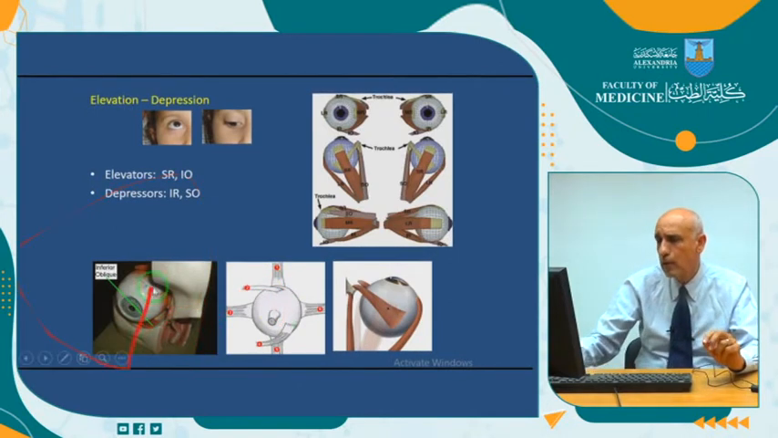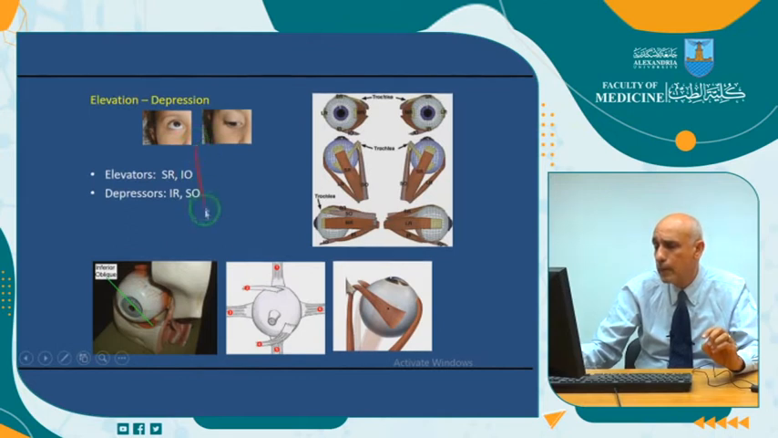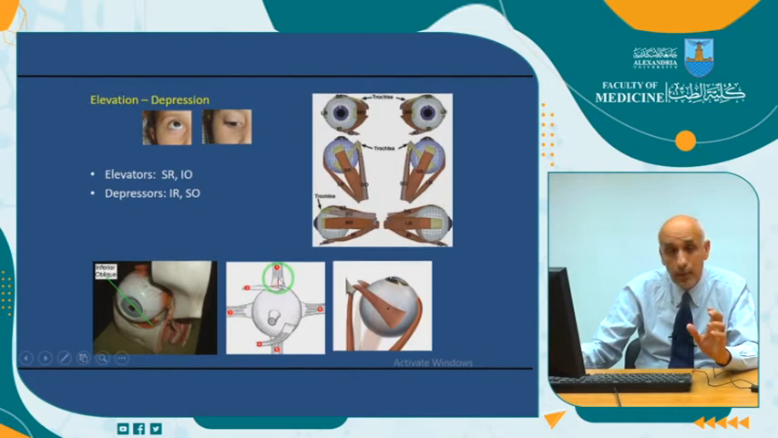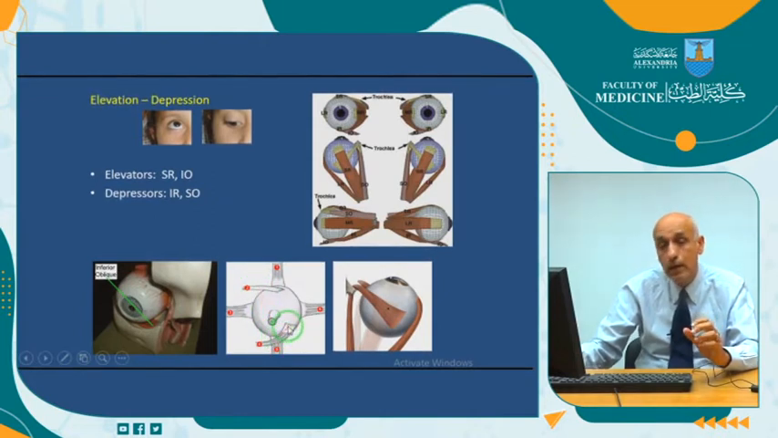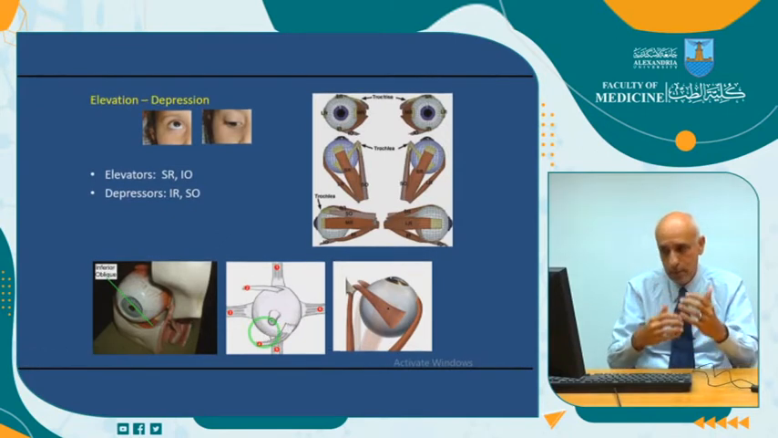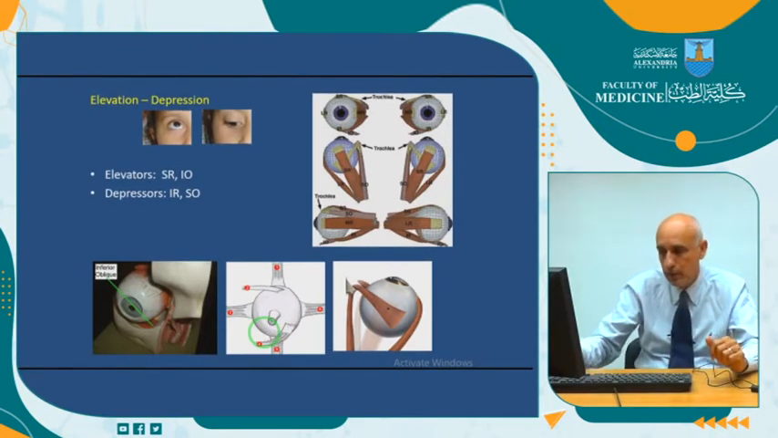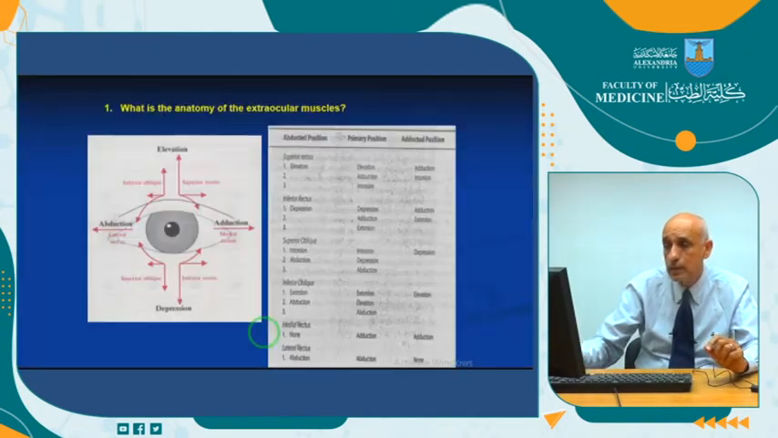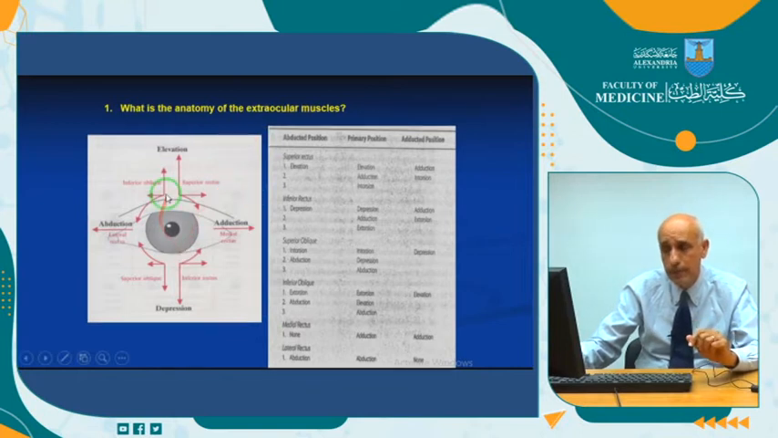Here comes a little problem in your understanding of the function of the muscles. You sometimes become confused between the superior rectus and the superior oblique, and the inferior rectus and inferior oblique, and how the inferior oblique leads to elevation and the superior oblique leads to depression, in reverse to the superior rectus and inferior rectus. Why is this? This diagram will illustrate it.